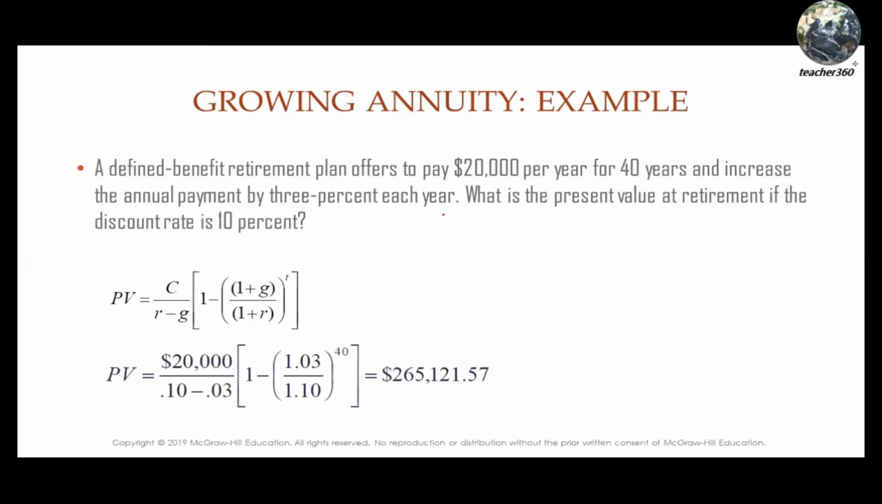What does it say? Your retirement plan is $20,000 per year, and your retirement plan growth is 3% each year. Now you have to find the present value of the growing annuity. So your C or PMT is $20,000. Your discount rate is 10%. Your growth is 3%, times 1 minus, 1 plus growth over 1 plus discount rate, to the power 40, for 40 years. Then you'll get the answer, which is $2,605,121.57.